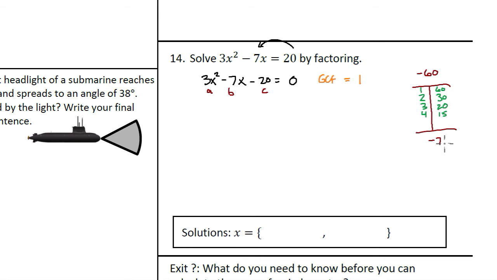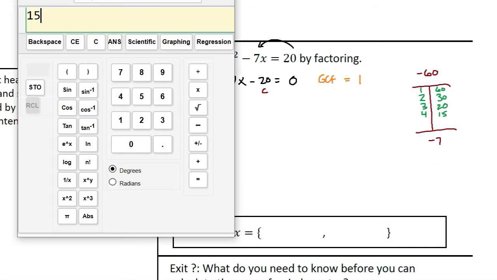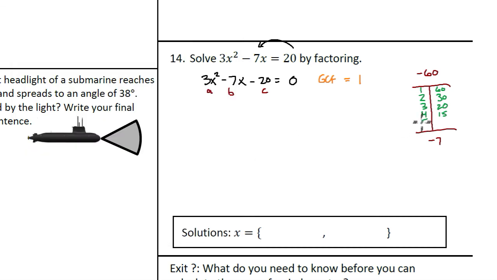Let's try 5. Let's see if 5 is a factor. So 60 divided by 5 equals, there we go, 12. 5 and 12, and now we're looking good, class. Take a look. 5 minus 12 is negative 7. So I have found my combination.